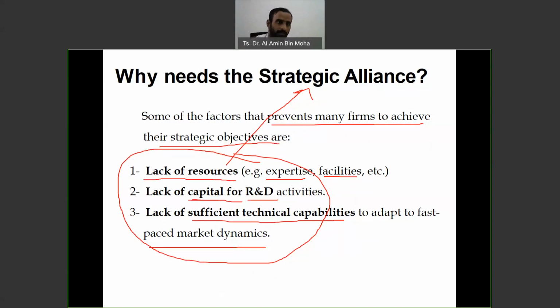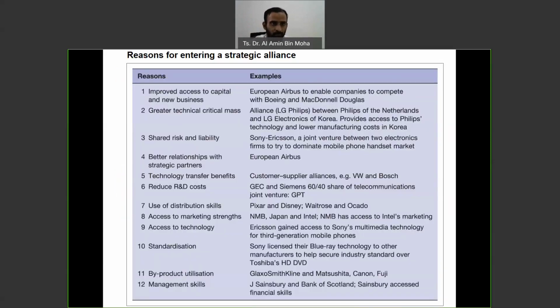I hope you understand this. And there are more factors we can consider, and you can even think of many of the reasons behind this strategic alliance. So in this table, there are 12 reasons, with examples, for entering a strategic alliance. You can go through them one by one. Let's just take one or two examples here.